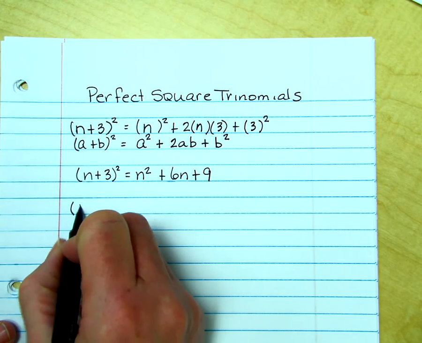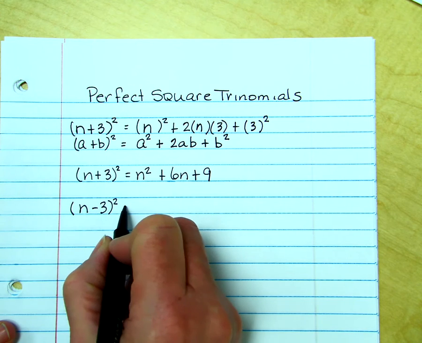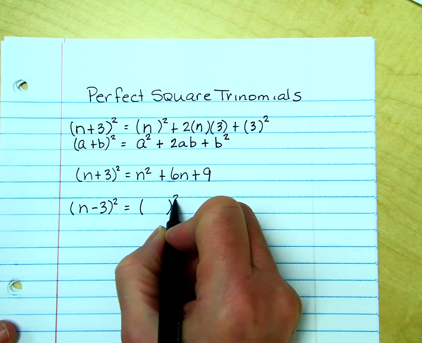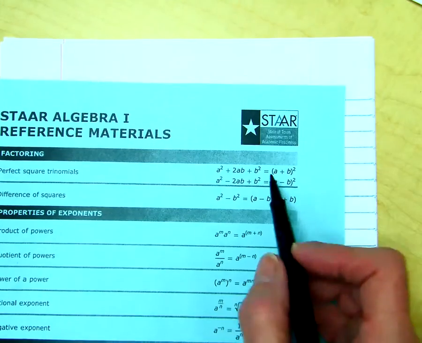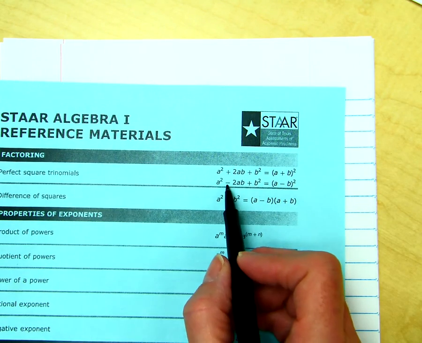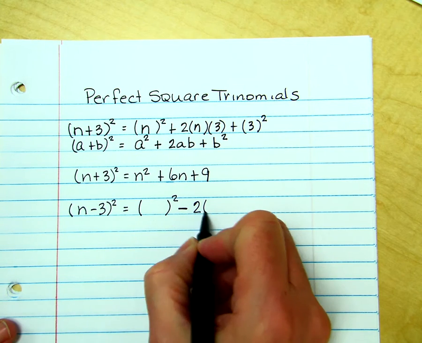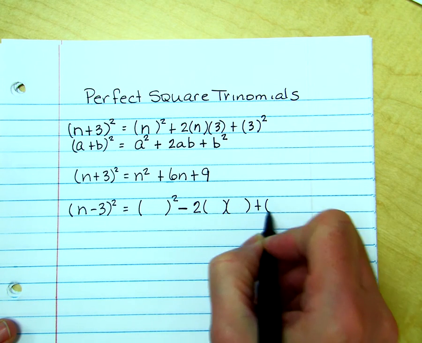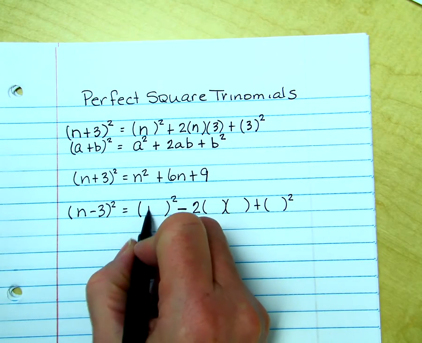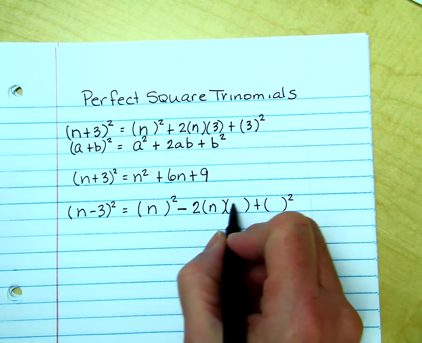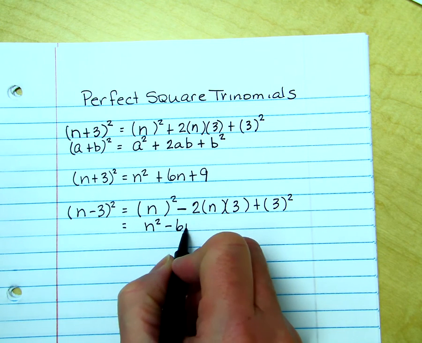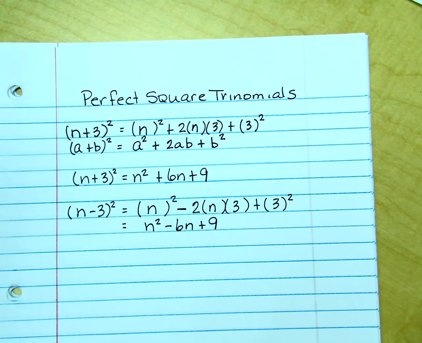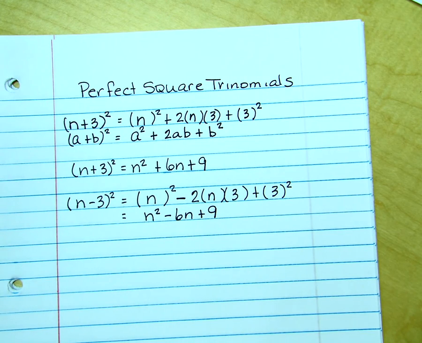So let's try m minus 3 squared. That's going to give us a squared minus, because this time we have a minus, and on our formula chart, whenever you have subtraction here, you have subtraction here, times 2 times a times b plus b squared. So m is the same as a, our b is 3, so this will yield m squared minus 6m plus 9. Okay, so that's basically how this works.